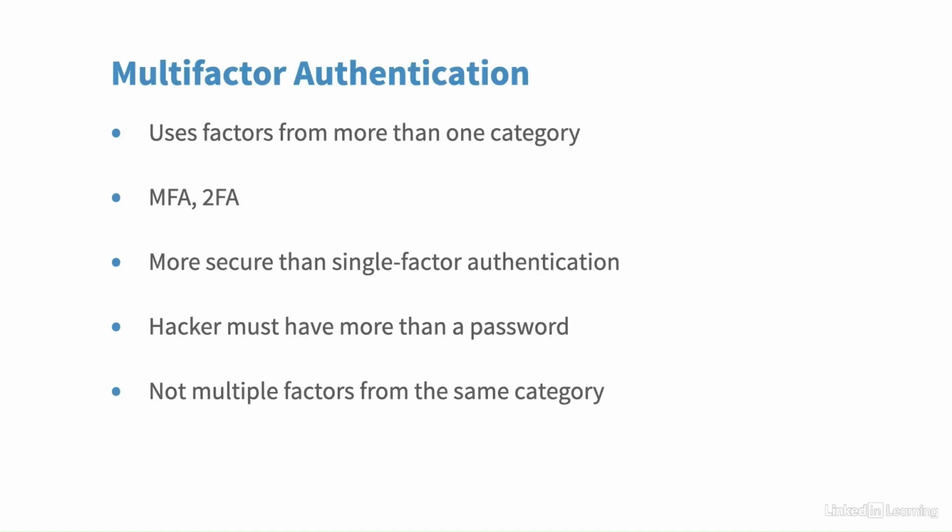It's important to note that multi-factor authentication does not use several factors from the same category. For example, knowing a username, a password, and a phone number would not be multi-factor authentication. These are three pieces of information, but they're all from the same category, something the user knows. Therefore, it's not multi-factor. I'll give two illustrations that show why this is important.